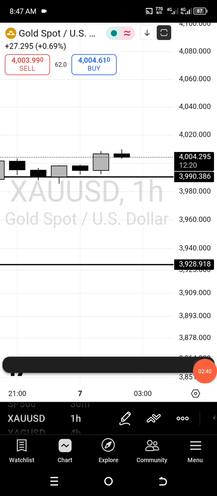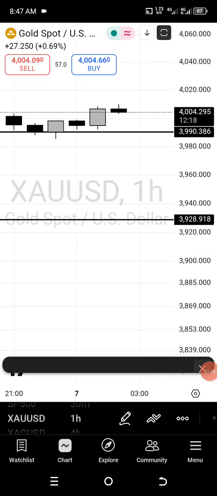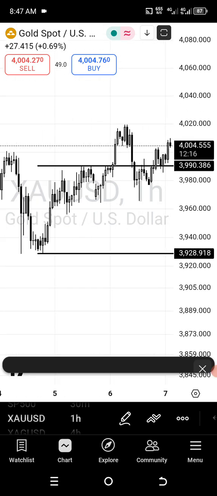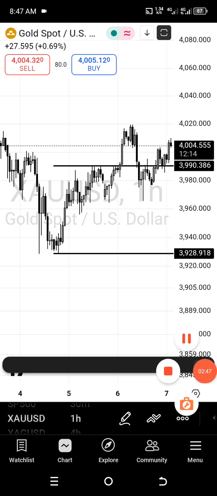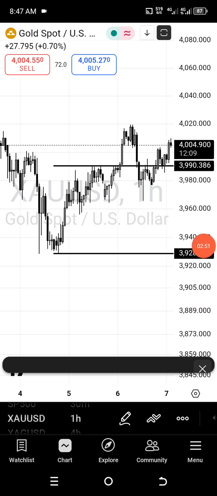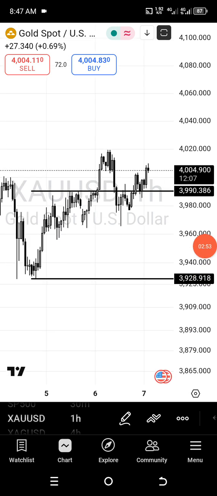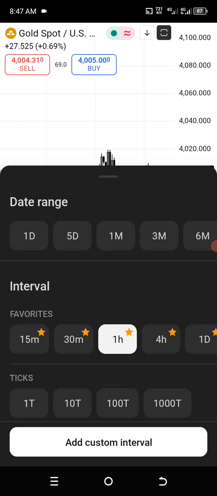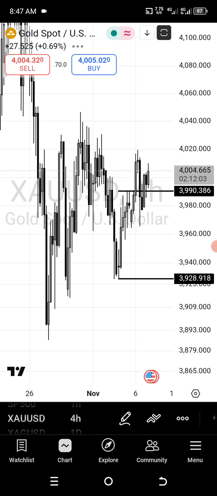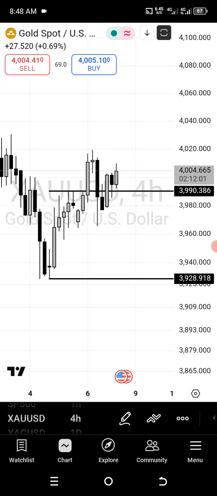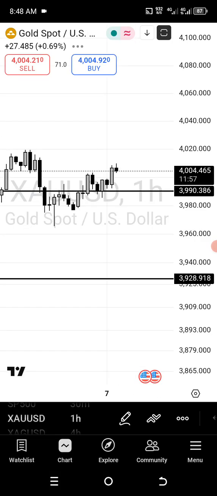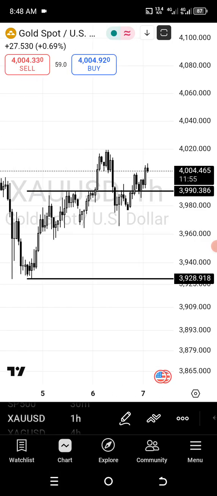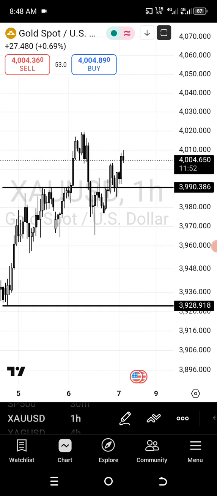I always like to enter my trades on the 1 hour time frame when I analyze on the daily. Sorry, this is the 4 hour time frame. I know I have to set an entry. This is the 1 hour time frame. Since I analyze on the daily, I'm going to enter the market on the 1 hour time frame.